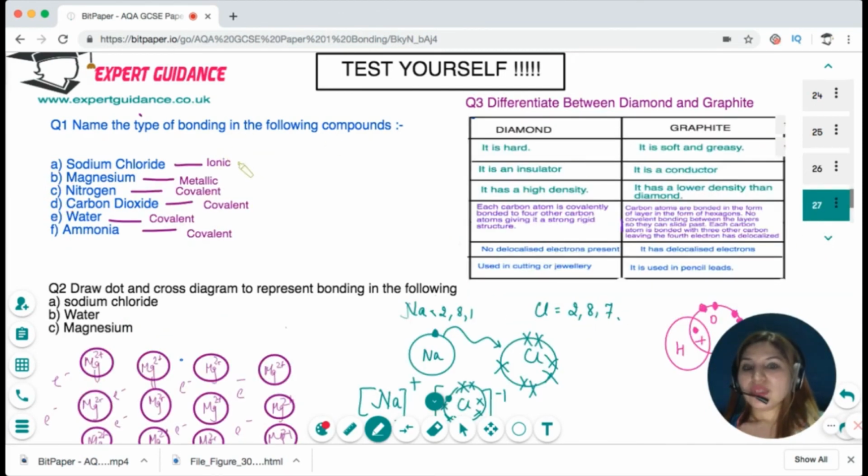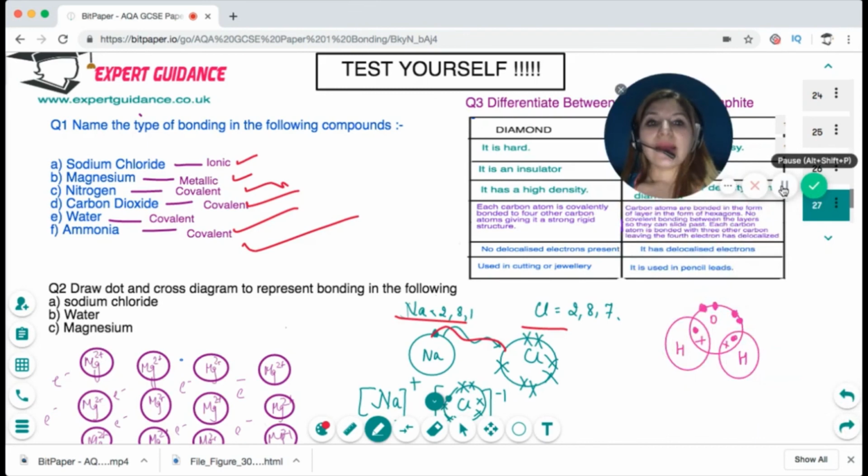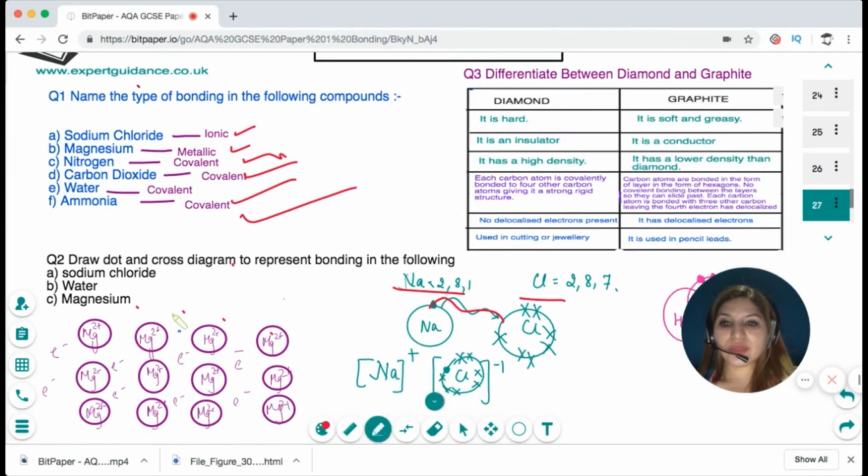Okay, so sodium chloride is ionic, magnesium is metallic, nitrogen is covalent, carbon dioxide is covalent, water is covalent, ammonia is covalent. Dot and cross diagram for sodium chloride: transfer of electron from sodium to chlorine, sodium will get +1 and chlorine will get -1. For magnesium, there's a fixed positive ion in the sea of delocalized electrons, and the charge of magnesium is 2 plus, so you will put 2 plus.